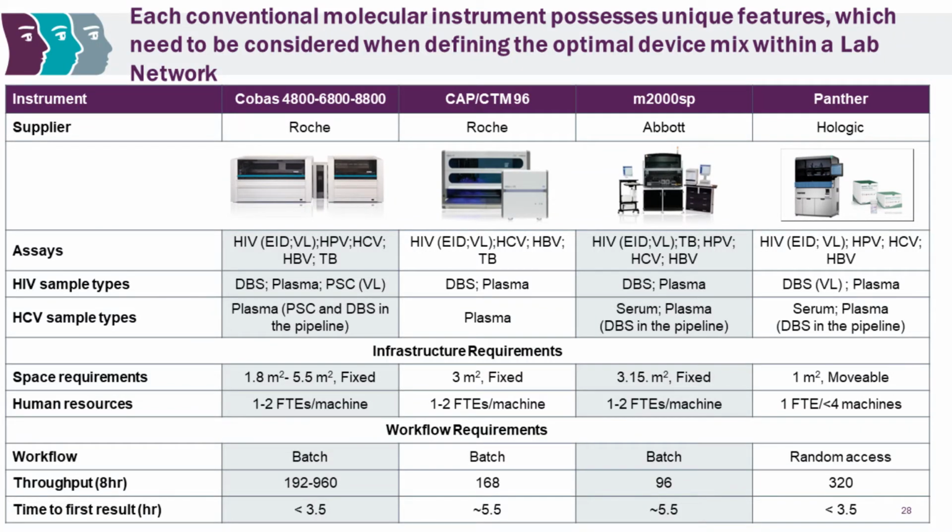So this next slide here is a busy slide, and this is just to show you a few of the large throughput platforms that can perform hepatitis C RNA testing. And then we have listed here 2 platforms of Roche, one of Abbott, and Hologic. We've also listed the assays. That's the different types of tests it can do: HIV, HPV, HCV, HBV, and TB in some cases. The sample types for HIV and HCV, the space requirements, human resources, and workflow.